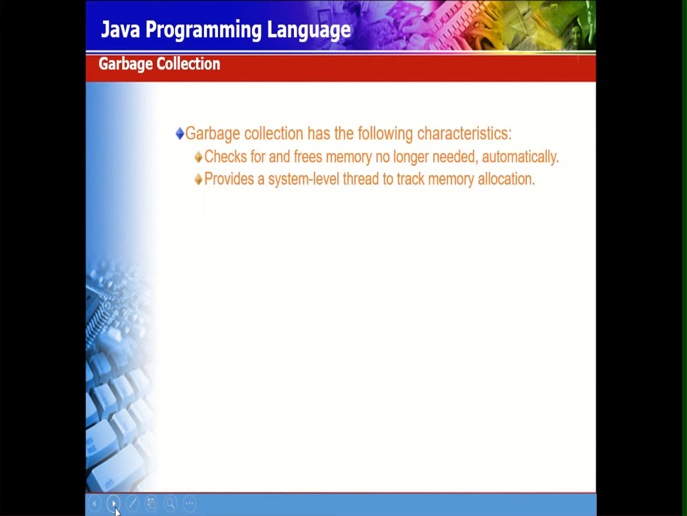Now, what is garbage collection? Garbage collection has the following characteristics: it checks for and frees memory no longer needed automatically, and provides a system level thread to track memory allocation so that we can actually save the memory automatically.